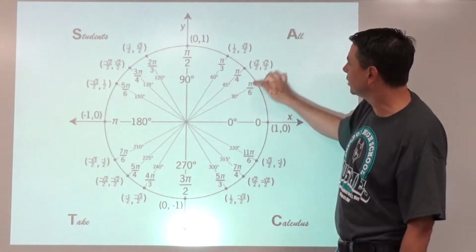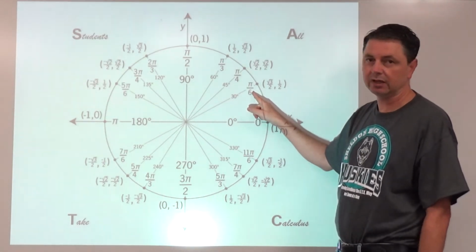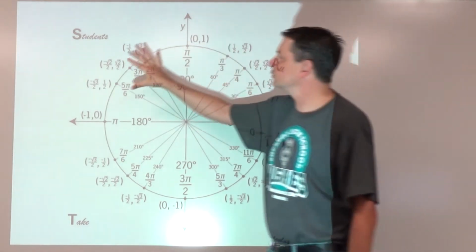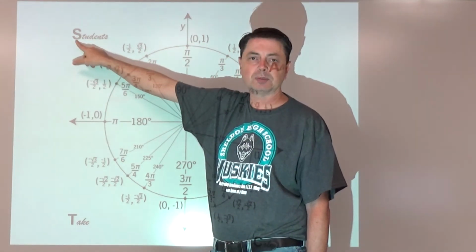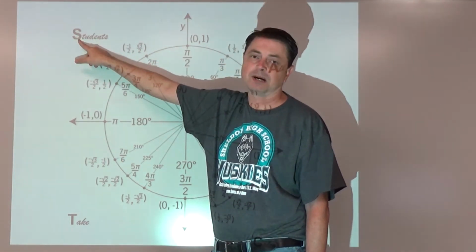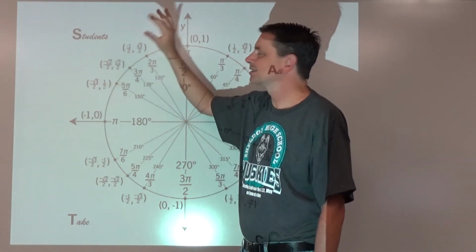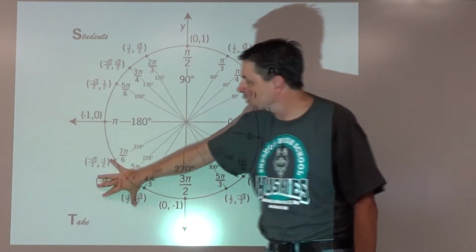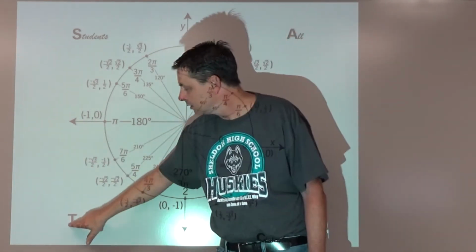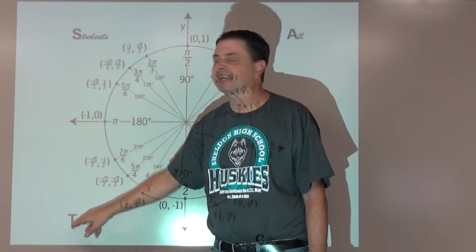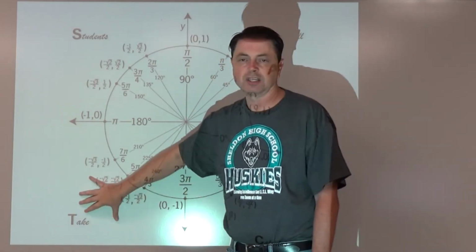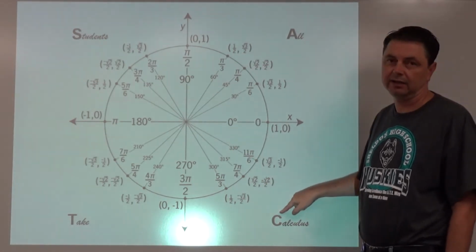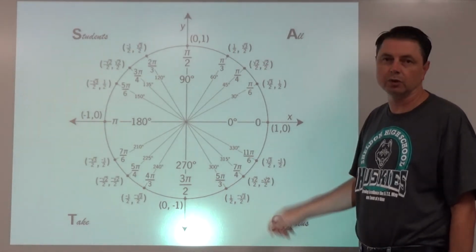So any angle, pi over 6, tangent's going to be positive, cosine's going to be positive, sine is going to be positive. But in quadrant 2, of those 3 primary functions, only sine is positive. So over here, sine's going to be positive, cosine will be negative, tangent will be negative. Down in quadrant 3, any angle here, tangent's positive. The other 2 are not. Over here in quadrant 4, cosine is positive. The other 2 are not.